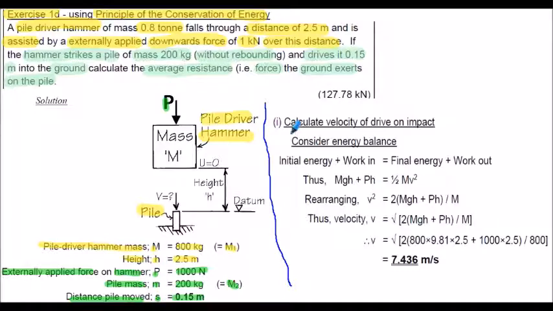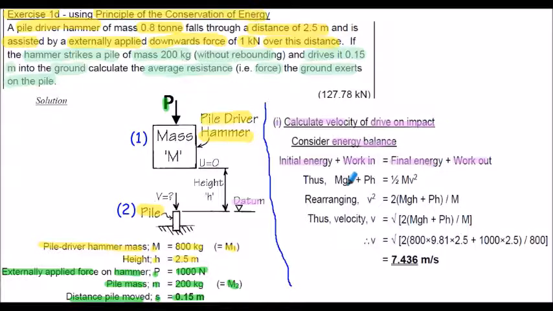So stage 1, we're going to calculate the velocity of the pile driver on impact. To do this, we're going to consider an energy balance. Notice in our diagram, the datum is taken at the top of the pile. So from an energy balance, at position 1, 2.5 meters above the datum, we have initial energy, and any work into the system must equal, at position 2 here, the final energy plus any work out of the system.